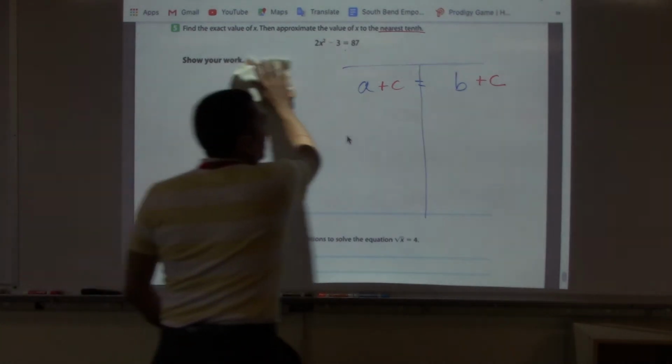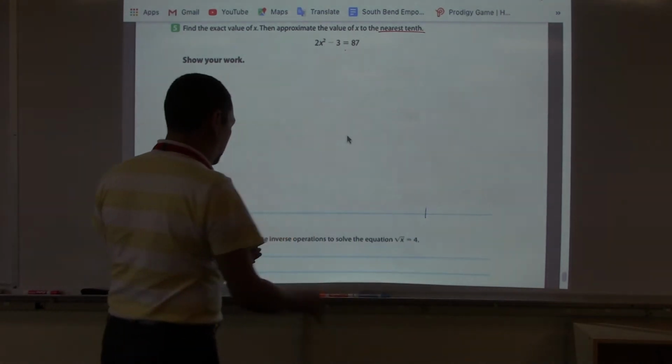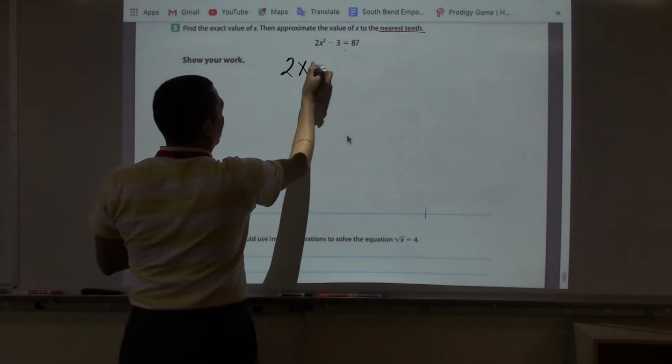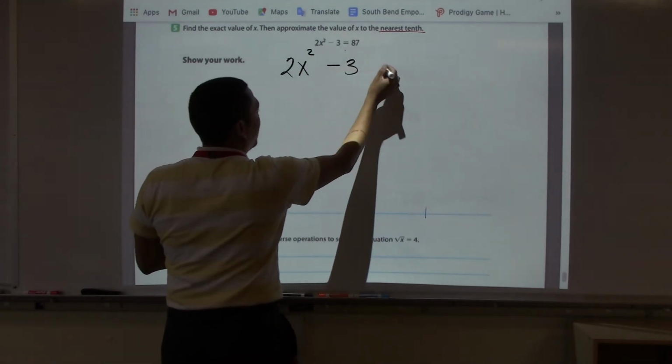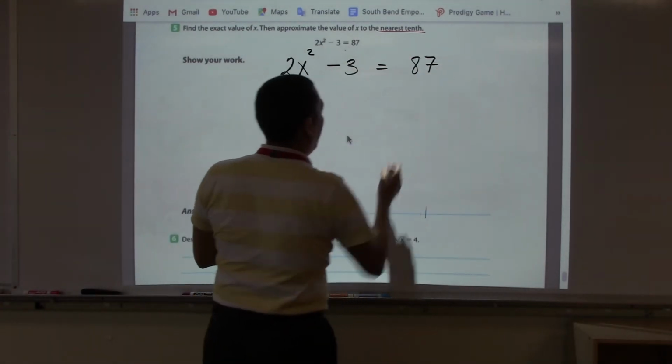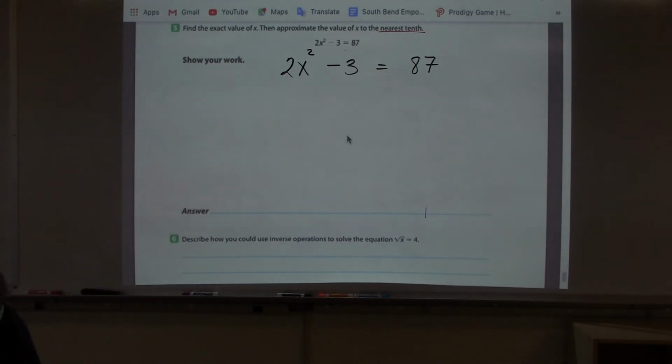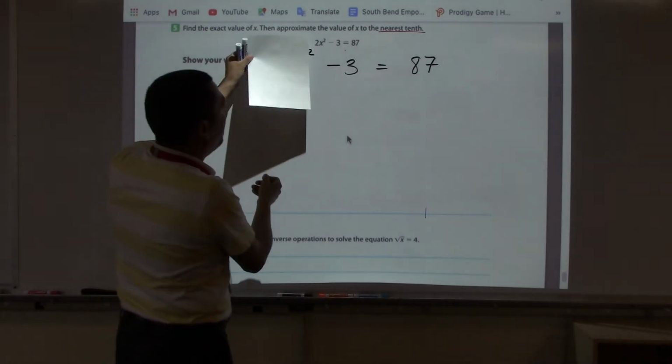And I'm going to make this equation bigger. So I have 2x squared minus 3 equals 87. So the first step I'm going to do is cover my variable. So I cover my variable.